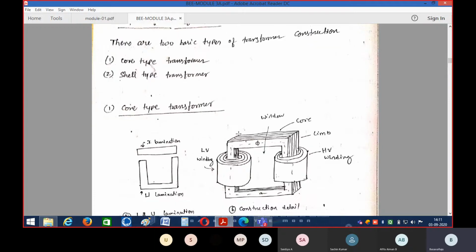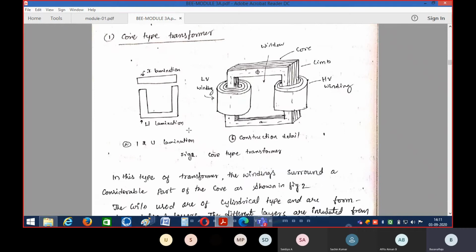See here the schematic diagram of both the core type and the shell type of transformers. In this diagram there is a figure B, which represents the core type of transformer. What is a core type of transformer? How is its construction?